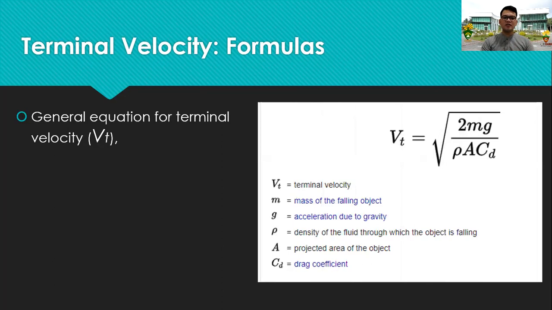So the general equation for terminal velocity is a factor of the mass of that particular falling object, and then the gravitational acceleration, due to gravity, which is 9.81 meters per second squared. It is just like head loss, a factor of the head loss according to the projected area of the object.